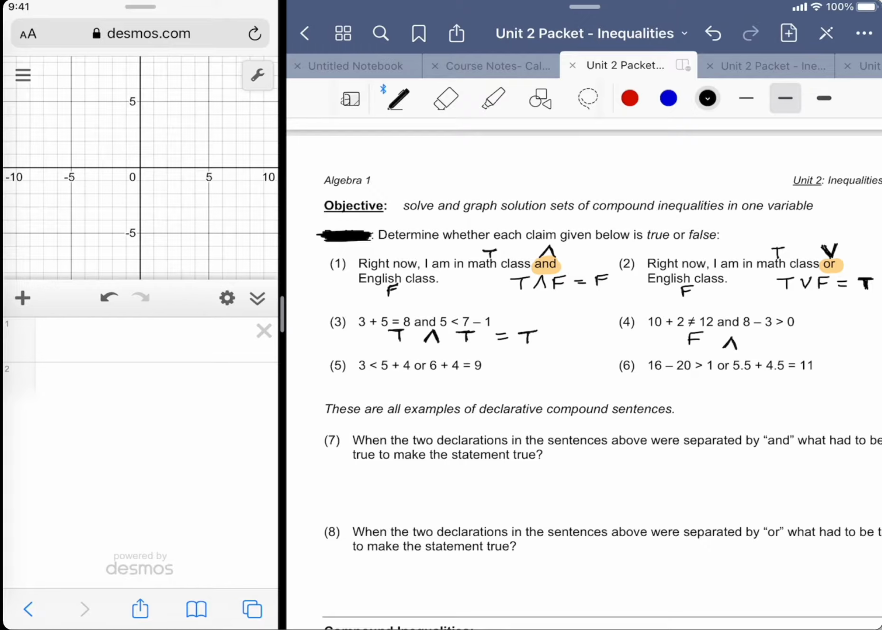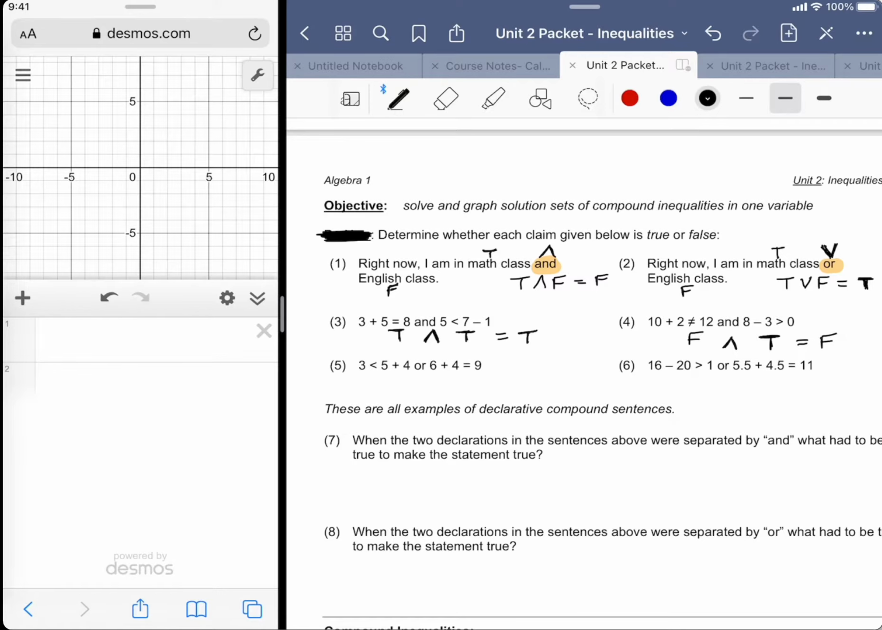And symbol. 8 minus 3 is 5. 5 is greater than 0. That's true. This is where it gets a little weird, because it's not as simple as I'm in math class and I'm in English class, all right? What I would be saying is, is the first part of the sentence correct and the second part of the sentence correct? That's how I'm evaluating these mathematical sentences. Are both parts of the sentence correct? Well, no, the first part is not. So as an and sentence, I would have to say that this whole thing is false.